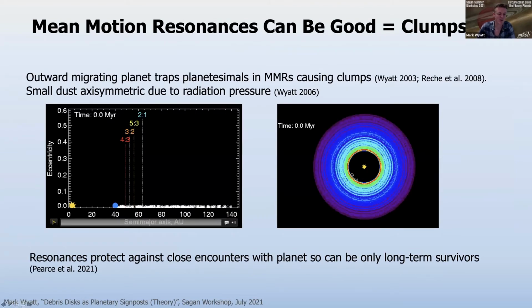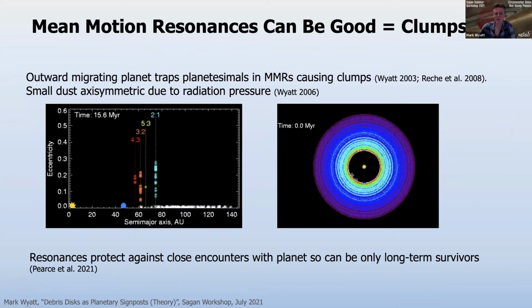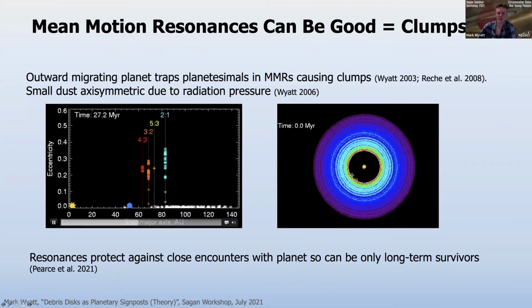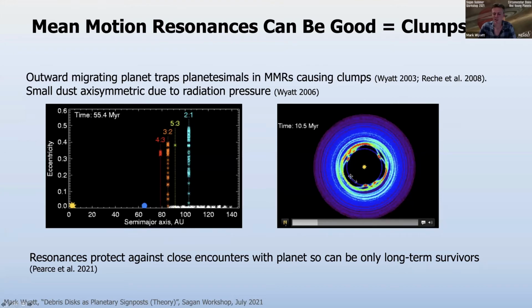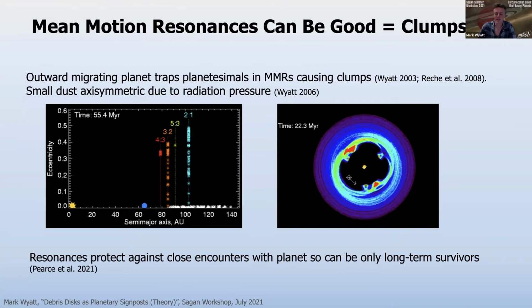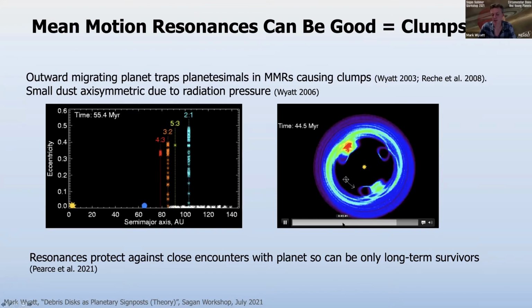Okay, mean motion resonances can also be good. So we see planetesimals in the Kuiper belt trapped in resonance with Neptune, and this is because Neptune migrated outwards, and as it did so, its resonances swept through the primordial Kuiper belt, trapping planetesimals in resonance and then migrating out with Neptune. And because of the special geometry of resonances, you find that the distribution of planetesimals becomes clumpy as a result of that.